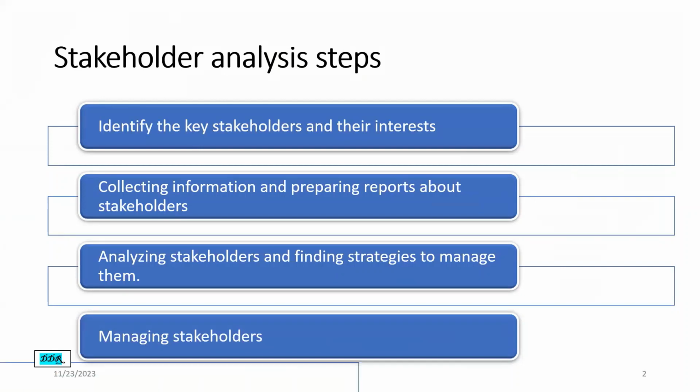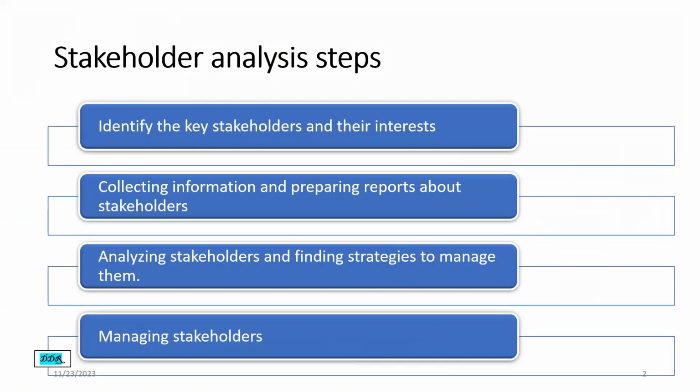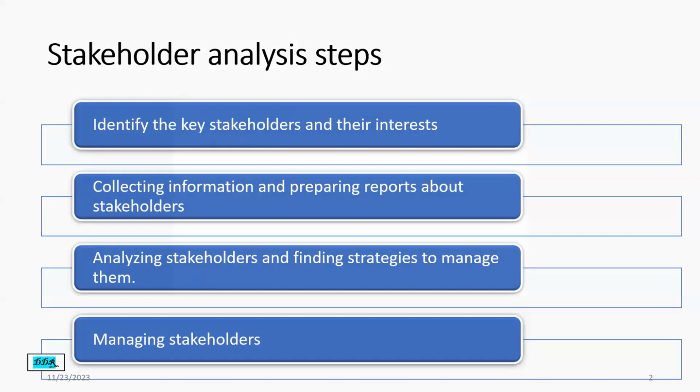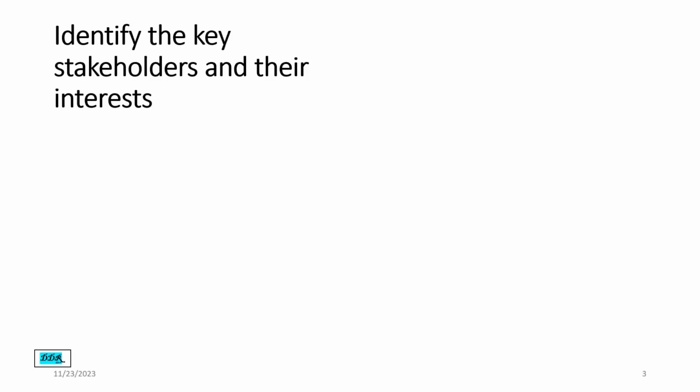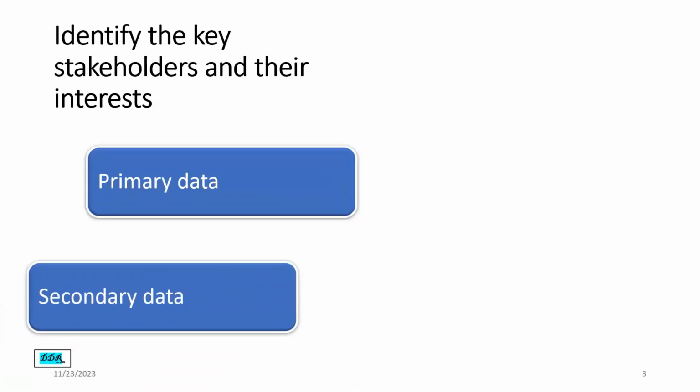And fourth, managing stakeholders. So we have to identify all the stakeholders related to the project. They may be beneficiaries, partners, negatively impacted people, people interested in the project, contributors to the project, or maybe donors. Identifying the key stakeholders and their interests will depend on the nature of the project.